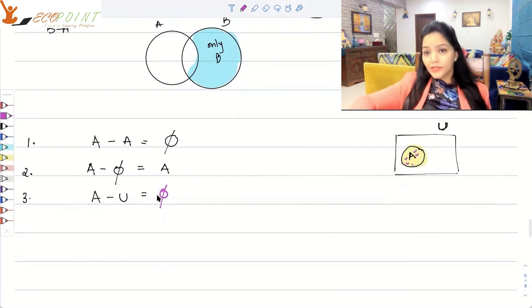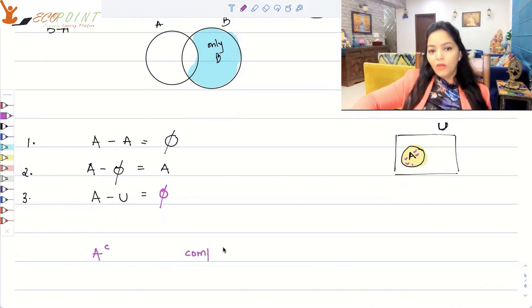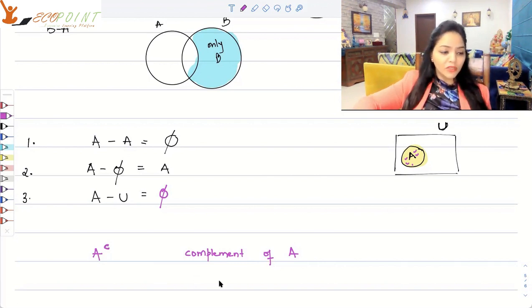With difference, I'm going to introduce you to another concept in set theory, which is complement. Complement of a set. So complement of A is written as A, and it's like a superscript here, C. Complement of A essentially means that everything that is in A is not a part of the complement. Or in other words, complement consists of everything which is not in A.